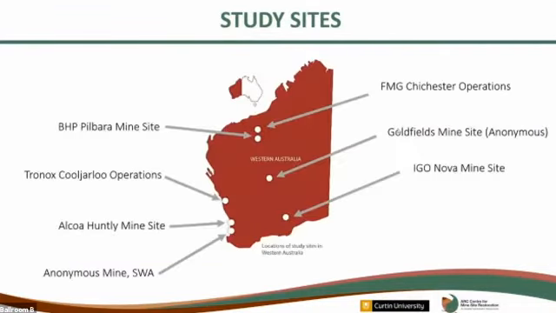We sampled topsoil from stockpiles and native reference sites at 7 mine sites across Western Australia: the BHP mine site in the Pilbara, the Tronox Cooljarloo operation, Alcoa's Huntly mine site, Fortescue Metals Group's Chichester operations, a mine in the Goldfields, Independence Group's Nova mine site, and a mine in the southwest of Western Australia that has chosen to remain anonymous.